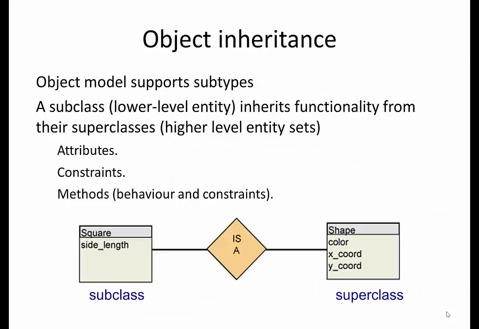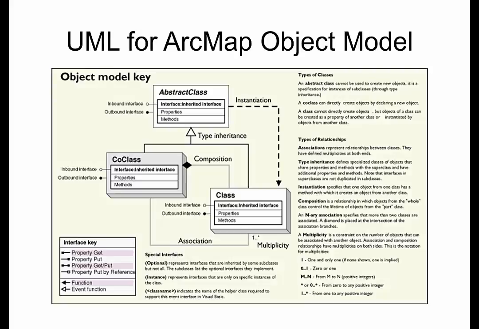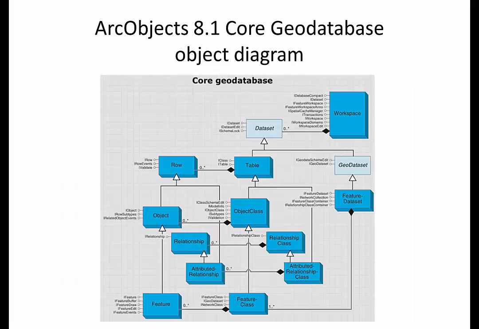And they model things. So the one we're interested in, which is the class diagram, models the relationships between object classes in a class hierarchy. Let's not go into the details on that. Okay. This is the sort of key. This is what I was saying earlier, the UML diagram for the ArcMap object model. This is just the key, explaining how the diagram operates. This is just one small section of the overall object diagram for the Arc8 core geodatabase object diagram.